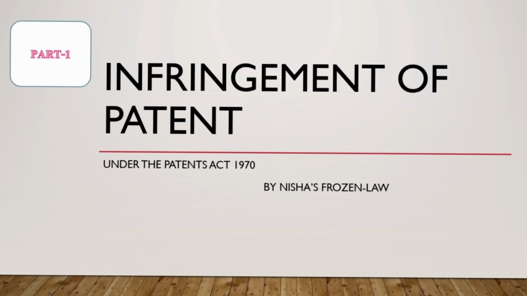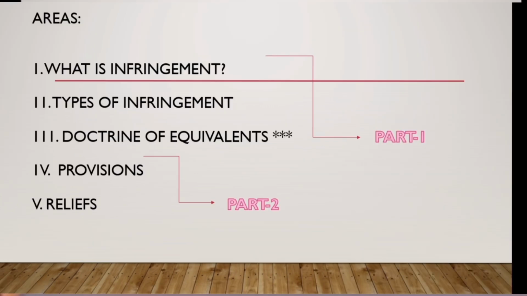Our today's video is all about the infringement of patent under the Patents Act 1970. Through today's video, we will cover all of these areas. First of all, we will know what the infringement is, then types of infringement, doctrine of equivalence. Here I put stars, right? This is because this is a very important question. We can even expect it for this semester. It can be asked under the 4 mark or sometimes 7 mark questions. These all we can cover under the first part, then provisions for patent infringement and reliefs granted under the Patents Act will be covered under the next part, that is part 2.